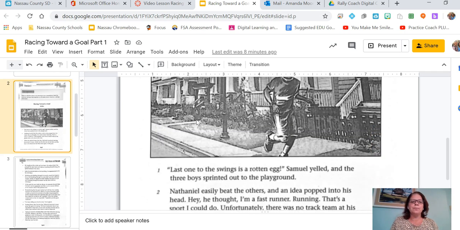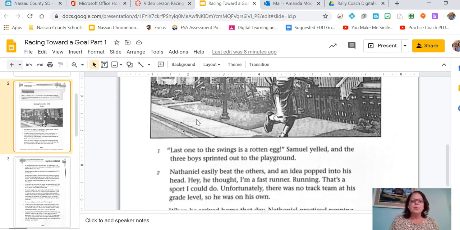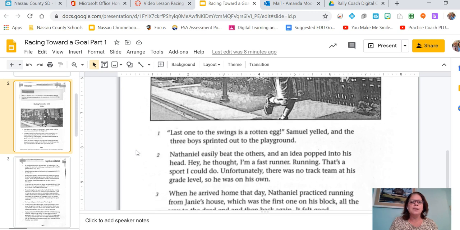Racing Toward a Goal. "Last one to the swings is a rotten egg," Samuel yelled, and the three boys sprinted out to the playground. Nathaniel easily beat the others, and an idea popped into his head. "Hey," he thought, "I'm a fast runner. Running, that's a sport I could do." Unfortunately, there was no track team at his grade level, so he was on his own.